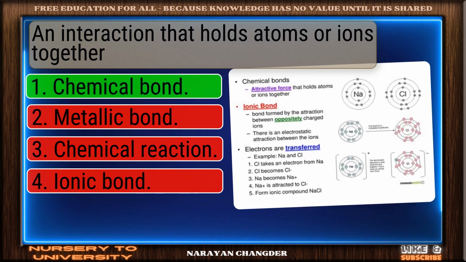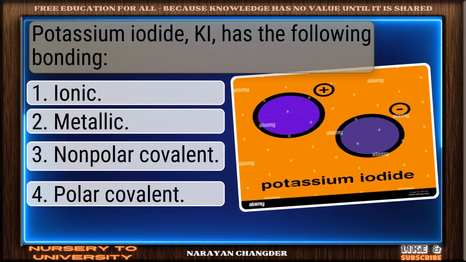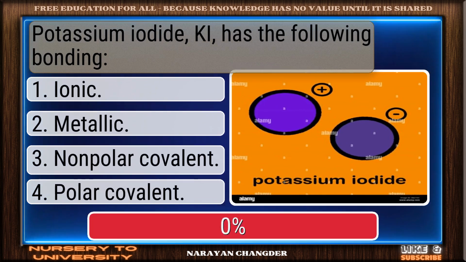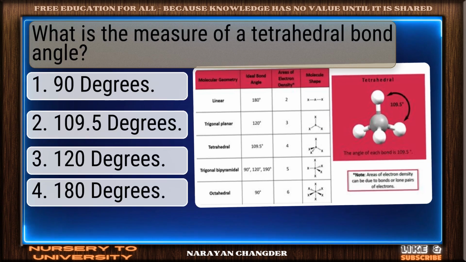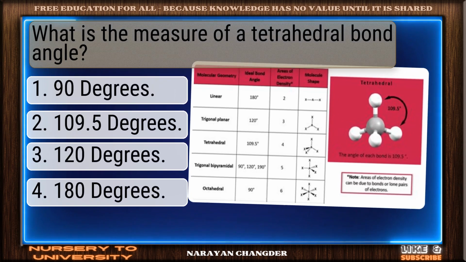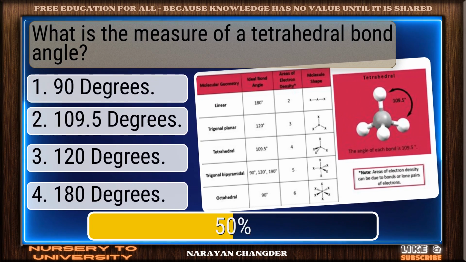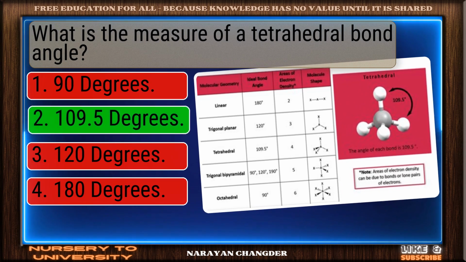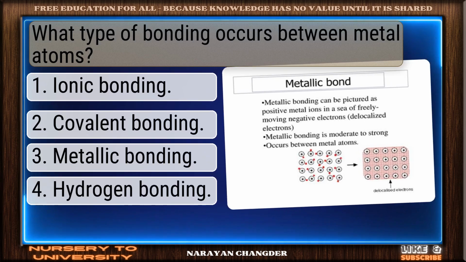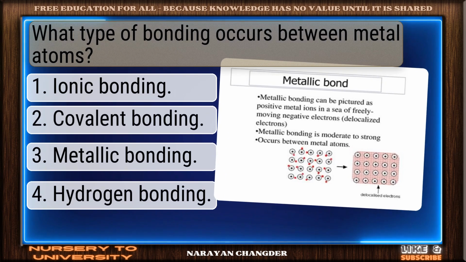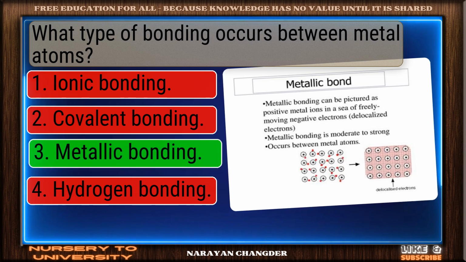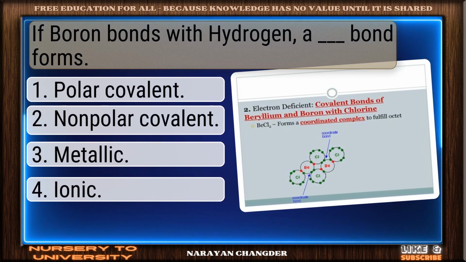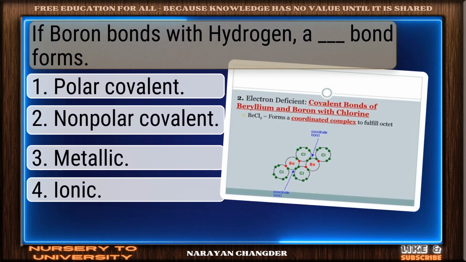Logical choice, chemical bond. Potassium iodide has the following bonding. Exactly. What is the measure of a tetrahedral bond angle? It's 109.5 degrees. What type of bonding occurs between metal atoms? Nicely done, metallic bonding. If boron bonds with hydrogen, a dash bond forms.